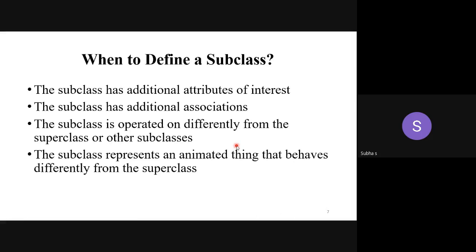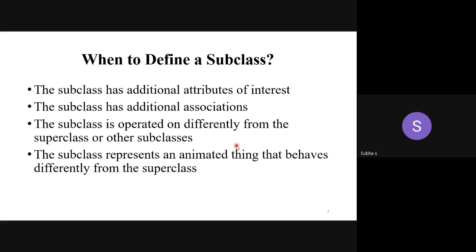Is it related to payment? A product is related to payment only, but under payment you can't categorize product as a subclass. So it must be related in such a way that it has to use the attributes of the superclass, or it has to use the operations or the associations. Then only we can consider this class as a subclass.